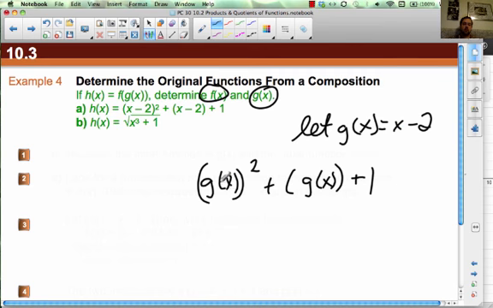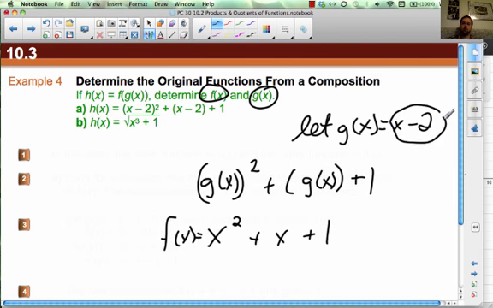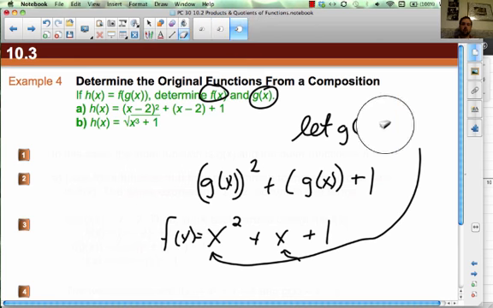It looks like we just have something squared plus something plus 1. So if we just say f of x would be x squared plus x plus 1. Now you find out that if we plug this into each of these for each of the x's, we would end up with the composite function that we started with, and that's how we know that we've done it correctly.